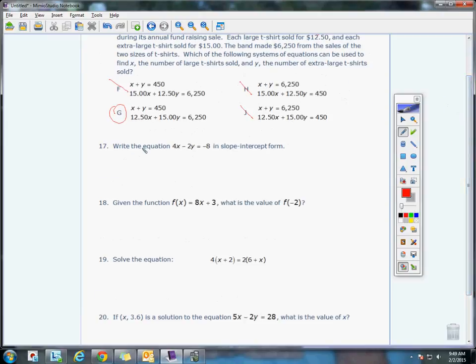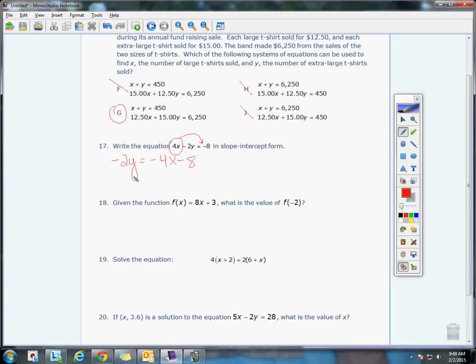Number 17, write the equation 4x minus 2y is equal to negative 8 in slope-intercept form. This is just your two steps, your exciting move. I have a negative 2y that I did not circle, so I'm going to write negative 2y equals. That 4x is positive. When I move it over, it's negative. I have a minus 8 at the very end.